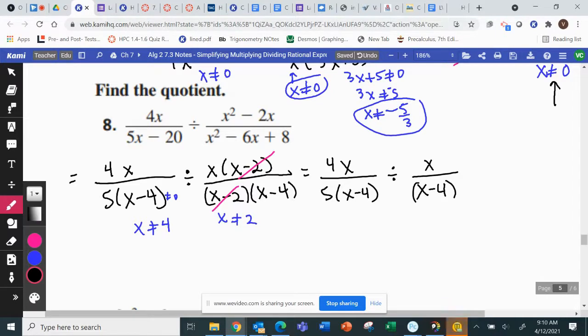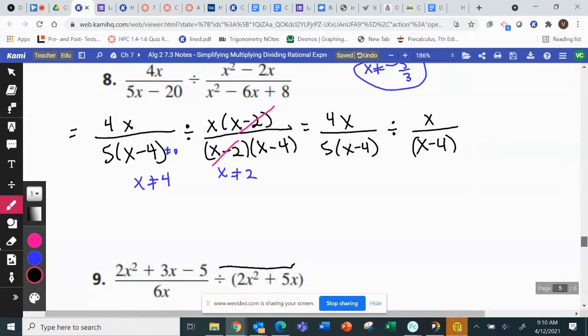Nina, what do you think I should do now? Change it to multiplication. So it's division right now. We're going to change it to multiplication by multiplying by the reciprocal. So we're going to do 4x over 5 times x minus 4 multiplied by x minus 4 over x.